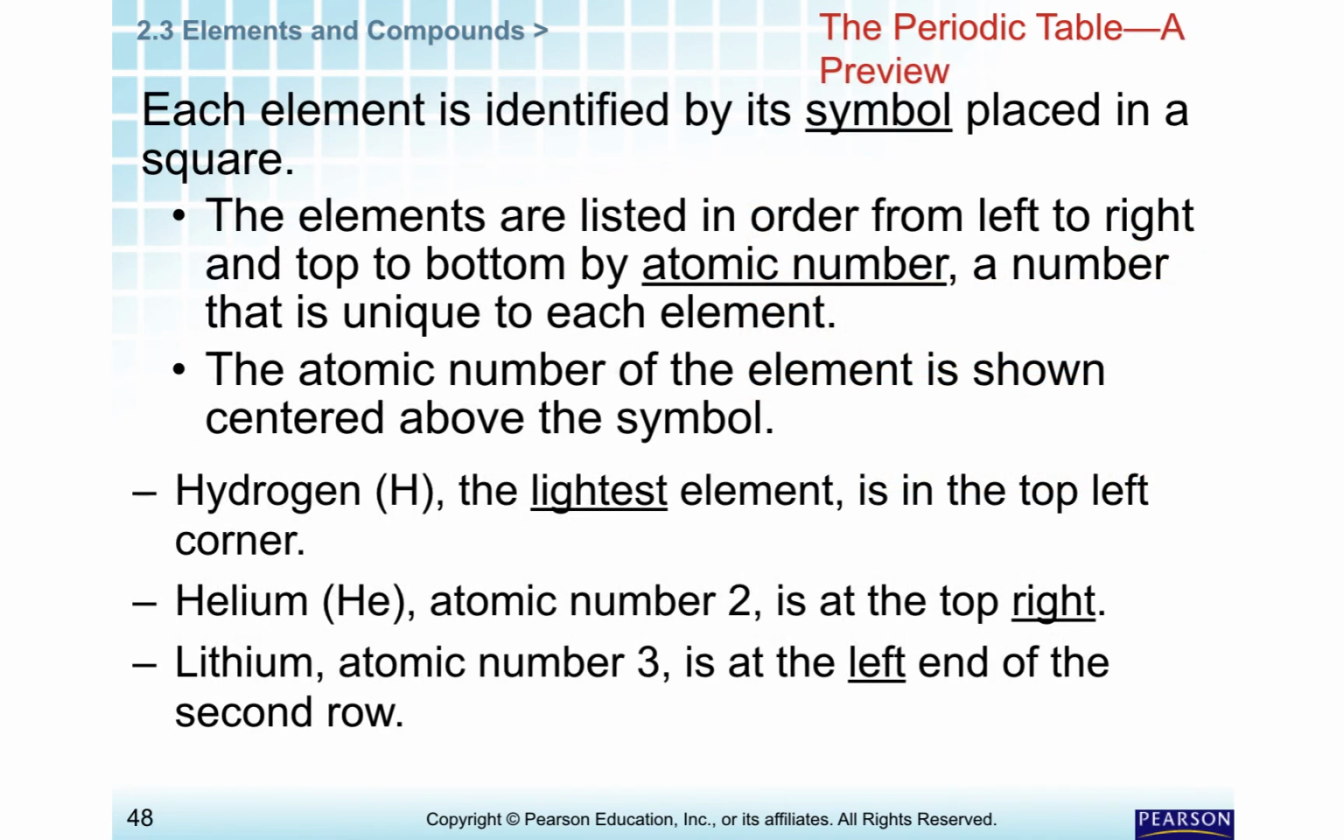Each element is identified by its symbol placed in a square. The elements are listed in order from left to right and top to bottom by atomic number, which is a number unique to each element. The atomic number of the element is shown centered above the symbol. Hydrogen, H, is the lightest element and is in the top left corner. Helium, atomic number 2, is in the top right. Lithium, atomic number 3, is at the left end of the second row.